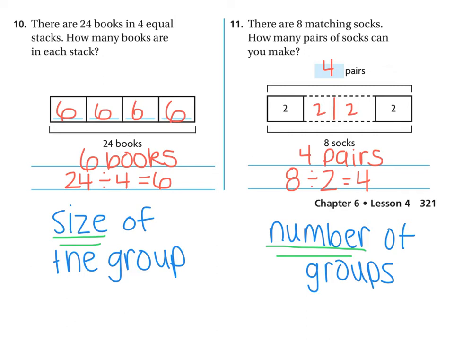You should be thinking about these two types of problems every time you are dividing. You should think, am I trying to find the size of the group? Will I partition? Or am I trying to find the number of groups where I need to make groups of a certain number? Now we're ready to move on to number 12.